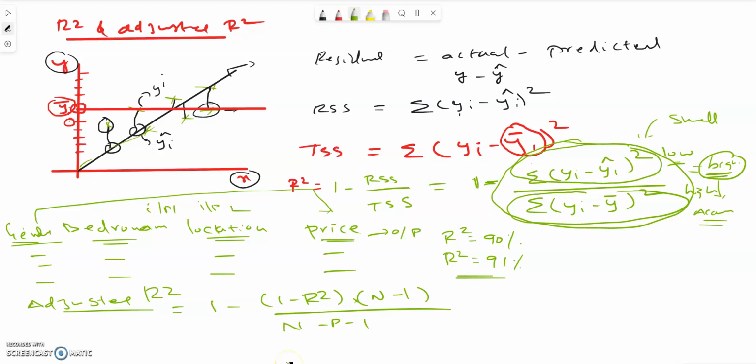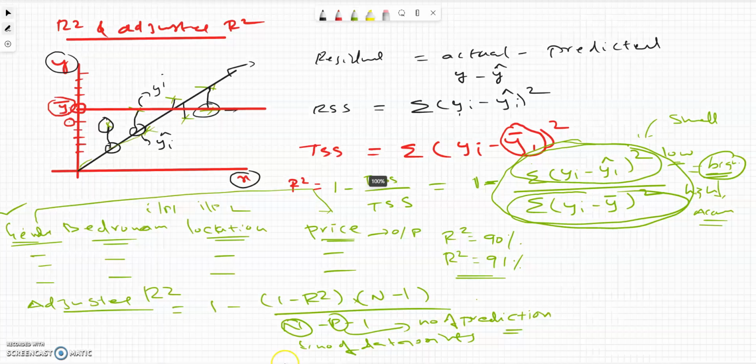Suppose we have the same problem like this. Now by using these two features, let us say that here n is the number of data points, and p is the number of predictors, right?